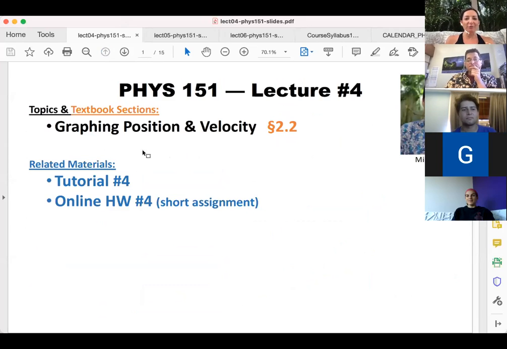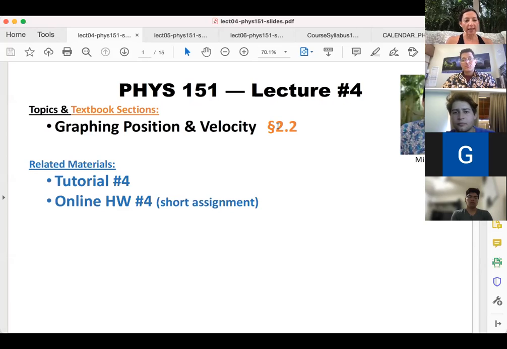Okay. So what we were saying, lecture 4, as you see here, is graphing position and velocity. This is the reference to the textbook section, the one in orange. So you can have a look there and read what it's about. And then the related material is also tutorial number 4 and online homework number 4. So what you have to do is look at the slides, watch the video on YouTube, do the tutorial to become proficient with the material, and then do the online homework right away without waiting, because like this, that part is done. And then you go to the following lecture.